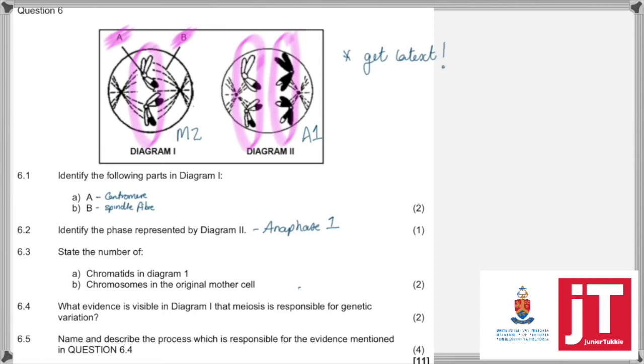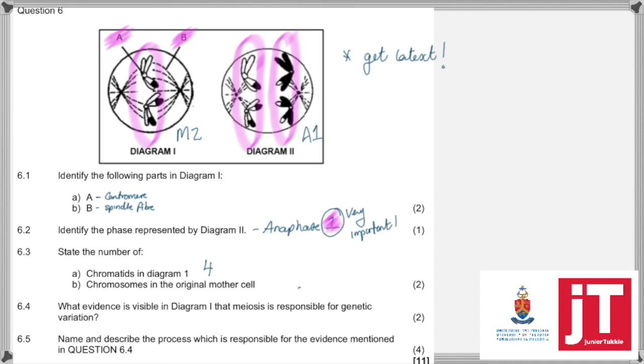6.2, identify the phase represented in diagram 2. Well, we did this when we got context to this question, so it makes the answering of 6.2 so much easier, and we can write down anaphase 1. The importance here being the 1. Anaphase takes place in meiosis 1 and 2, so we need to be really specific when answering this question. Anaphase 1, very, very important.